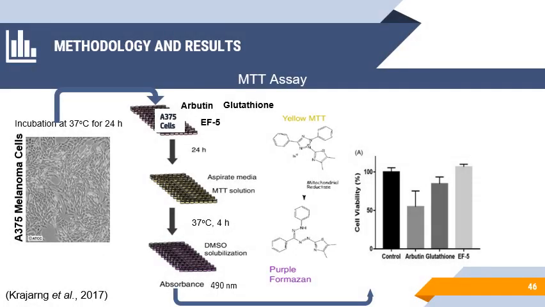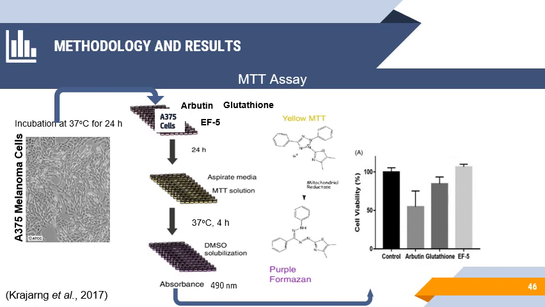And the next one is the cell viability, which was measured using the MTT assay. The MTT assay is based on the conversion of MTT solution to formazan crystals by mitochondrial reductase. First of all, the A375 cells, melanoma cells, were seeded at a density of 10,000 cells per well in a 96 well plate. They were incubated for 24 hours at 37 degrees Celsius, and then arbutin, glutathione, and EF-5 were added and incubated for 24 hours.